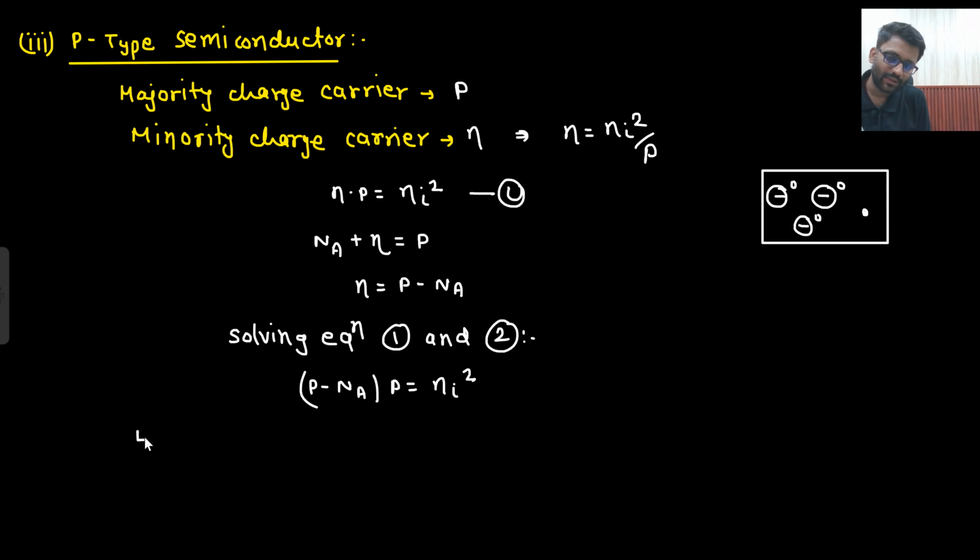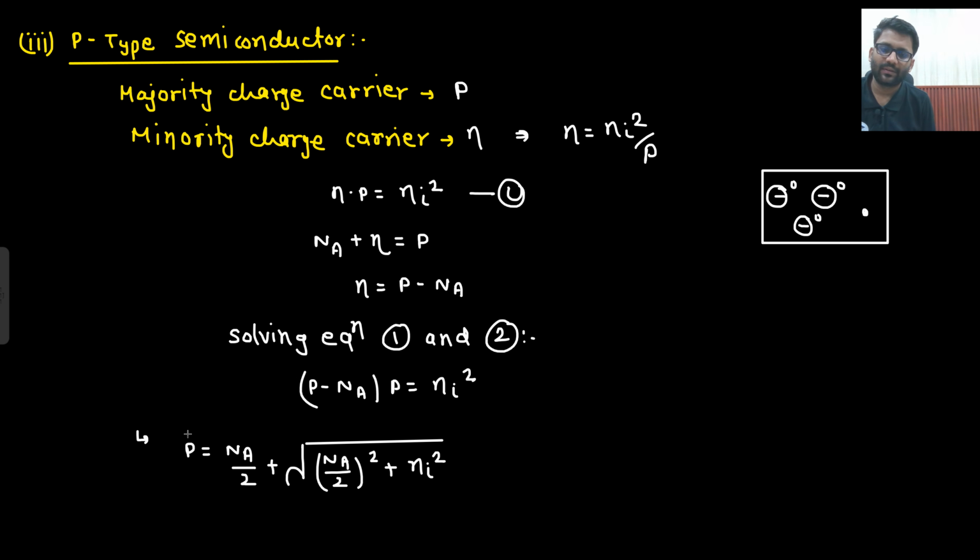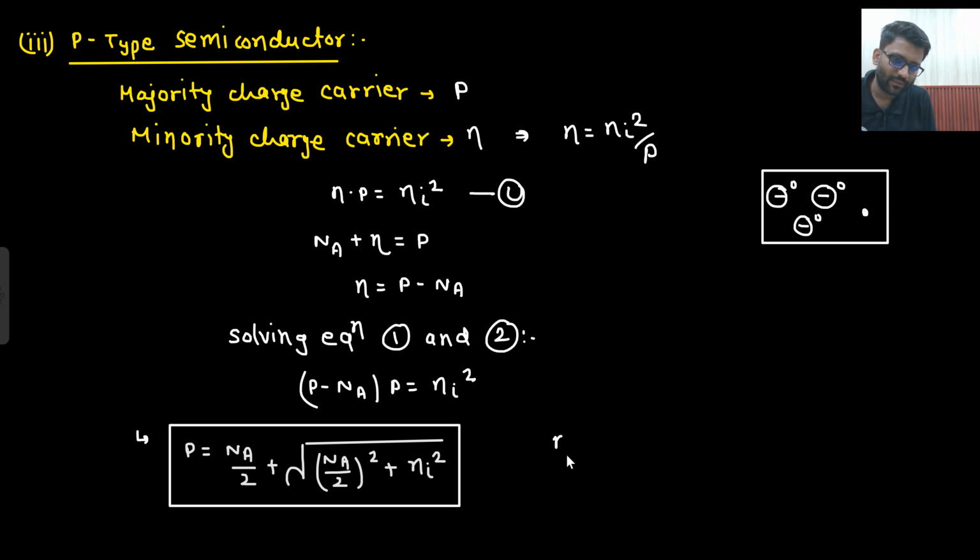So what will be the answer of P? From here, the answer of P will come out to be Na by 2 plus under root Na by 2 whole square plus Ni square. And what will be the number of electrons? That would be Ni square by P.